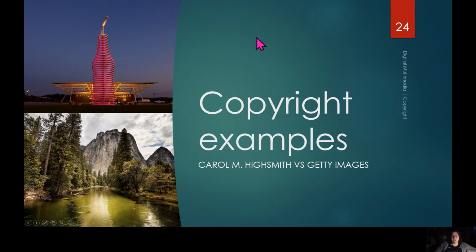Carol M. Highsmith versus Getty Images. So Carol M. Highsmith was a photographer, and she took all of these photographs and she put them into the public domain for use by people that just wanted to use her photographs. Getty Images came along and began selling the photographs that Highsmith had put into public domain. Highsmith didn't want the images to be for sale. She wanted them to be free to everyone, and she sued Getty Images. Getty Images ended up winning the trial because of the fact that she did put them out there and said they were for anyone's use, and she did not put any kind of stipulations on the fact that they could not be used for commercial purposes.